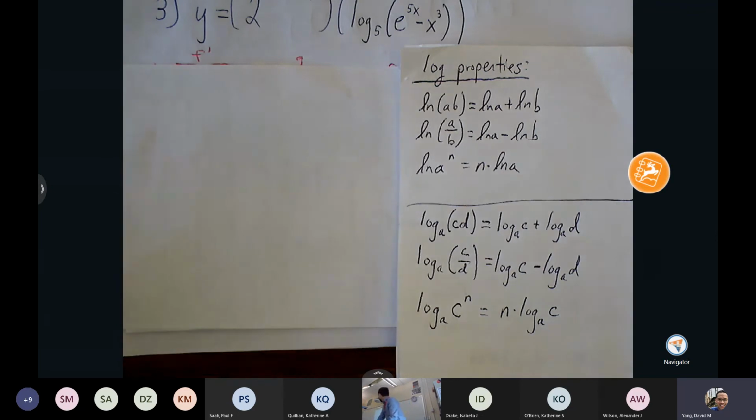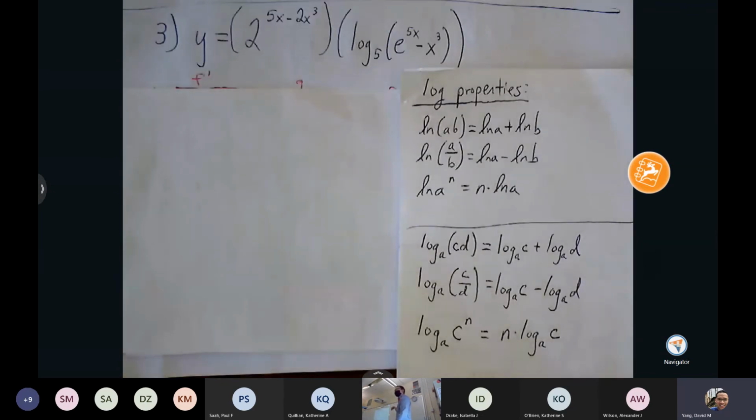Or maybe you're thinking that I can just distribute the log base 5 through, right? But that e to the 5x minus x cubed is inside the log expression, and so it's stuck in that form. We can't do any expansion, even though it looks like we can. And it doesn't match any of these setups. If it doesn't match these setups, we can't create our own property.